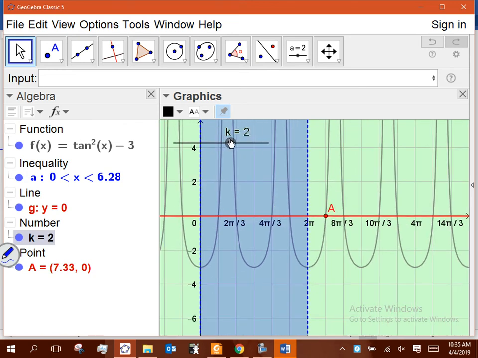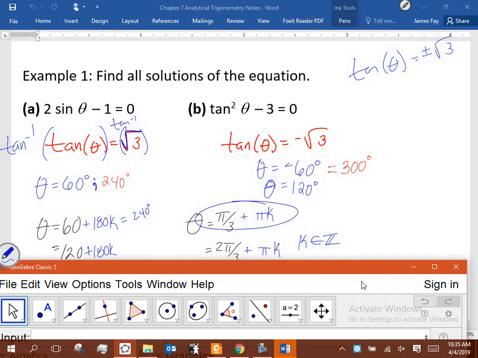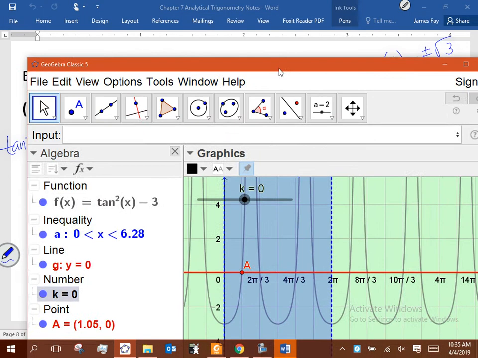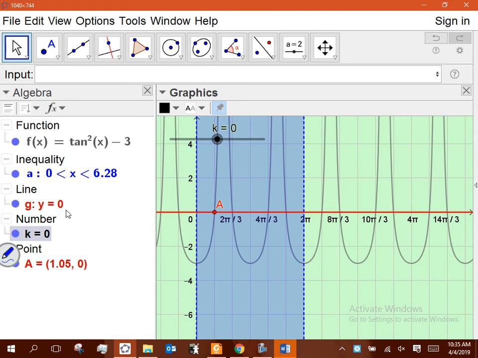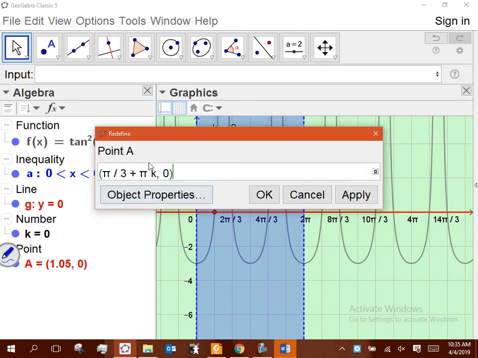Okay, so you see that as I move A through here, is it getting me from one point on the curve to another point on the curve? It's getting me from one solution to the next solution, right? Now, if I go there, I skip some solutions, but those are generated by the other equations here. So that was pi over 3 plus pi k, okay?